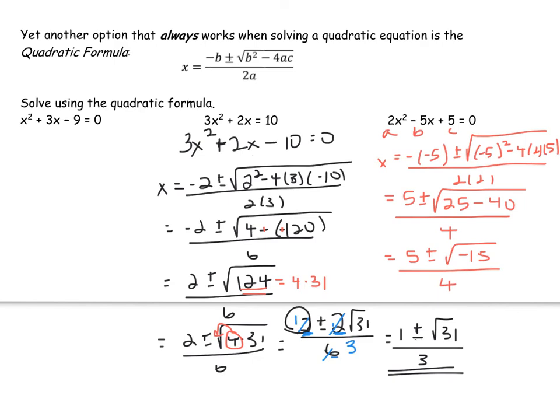For our final problem, we end up getting a negative on the inside of the square root. If you plug in b squared minus 4ac, negative 5 squared would be positive 25, but 4ac is 40. And when you subtract, we get a negative on the inside of the radical. That's not a valid solution. We can't evaluate the square root of a negative number. What this means for our quadratic equation is there are no real solutions. And that's another option for solving quadratics.